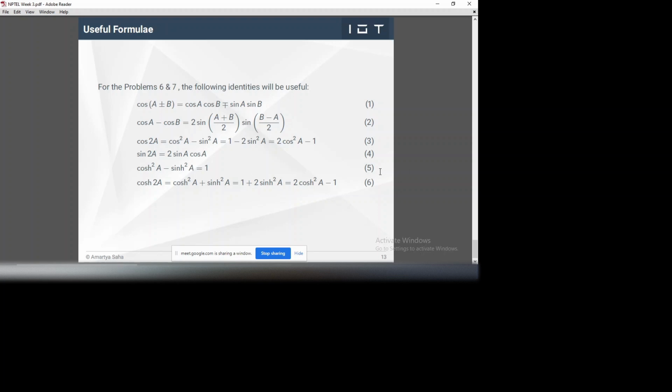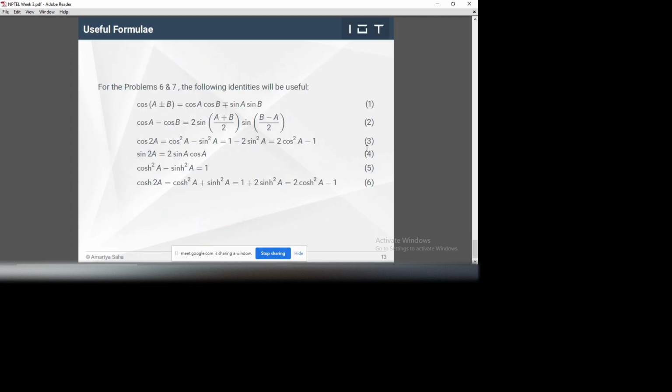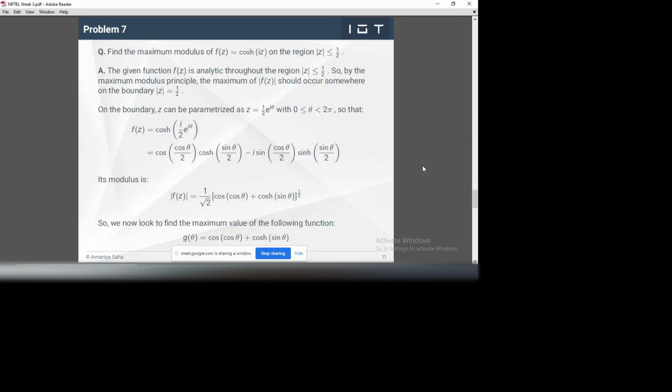So we'll have to use 5 and 6, and also I guess 3, because you see there were these half angles, and those half angles are multiplied. There was cos theta by 2, so there is cos theta. So we will also need to use 3, the circular half angle formula. So these are the formulas to be used to simplify the modulus into this form.